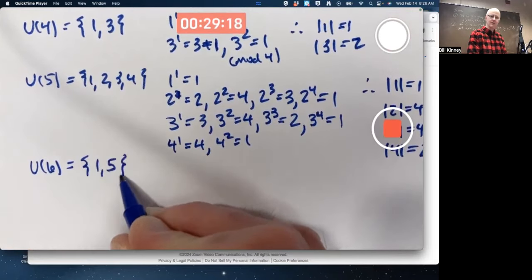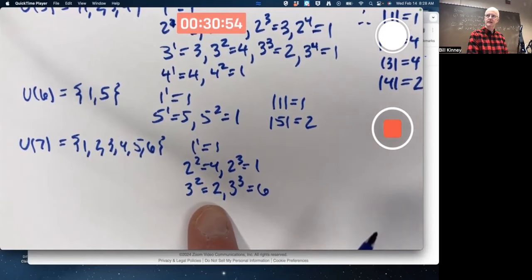1 to the first is 1, 2 squared is 4, 2 cubed is 8, mod 7 is 1. 2 is going to have order 3. We haven't seen an example like that yet. 3 to the first is 3, 3 squared is 9, 9 mod 7 is 2. 3 cubed, 27, 27 mod 7 is 6. Alternatively, 3 cubed is 3 times 2 is 6.